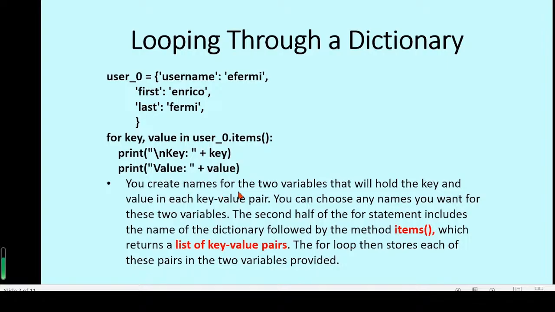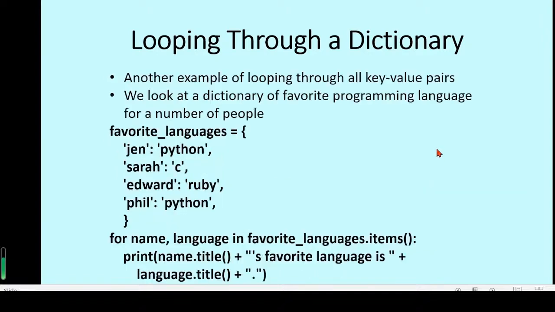So you create names for the two variables that will hold the key and the value in each key-value pair. You can choose any names you want for these two variables. The second half of the for statement includes the name of the dictionary followed by the method items, which returns a list of key-value pairs. The for loop then stores each of these pairs in the two variables provided.